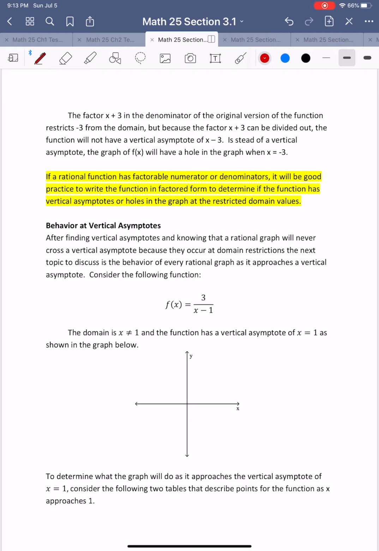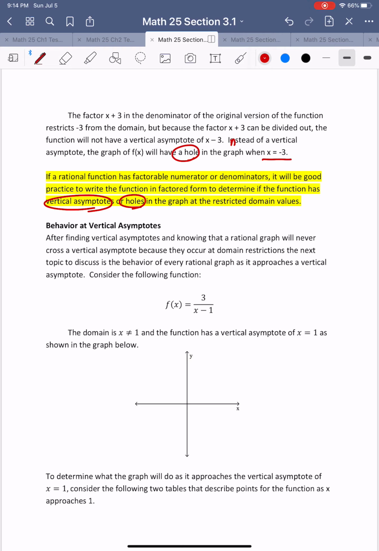The factor x plus 3 in the denominator of the original version of the function restricts negative 3 from the domain, but because of the factor x plus 3, it will be divided out. The function will not have a vertical asymptote at x equals negative 3. Instead of the vertical asymptote, the graph of f of x will have a hole this time at x equal to negative 3. So if the function has a factorable numerator and denominator, it is good practice to write the function in factored form to determine if the function has a vertical asymptote or holes.